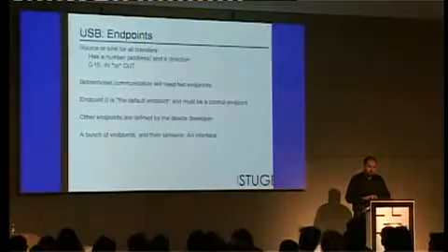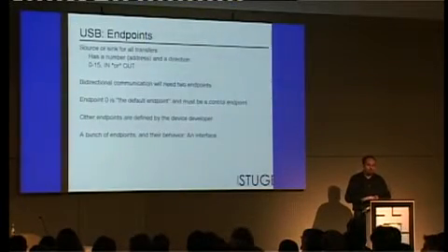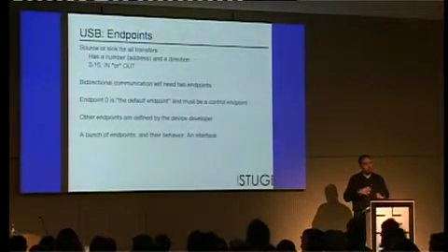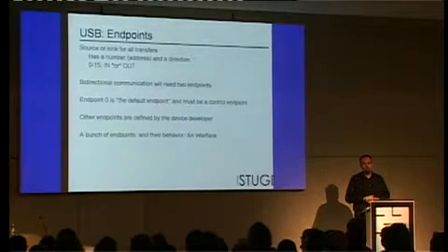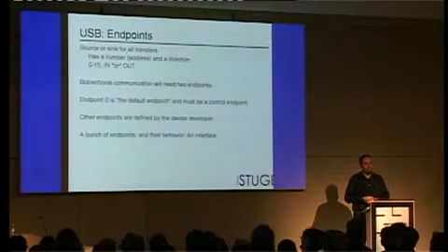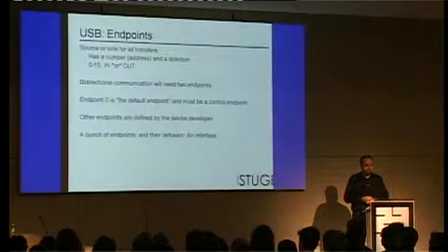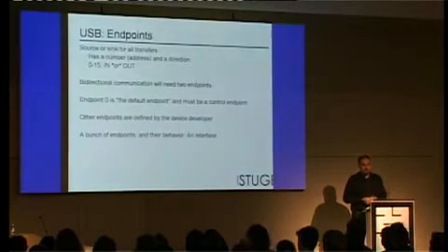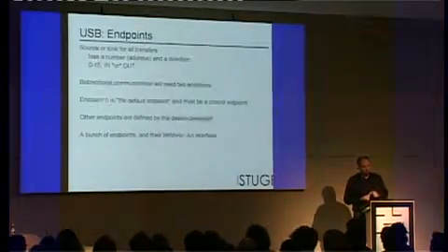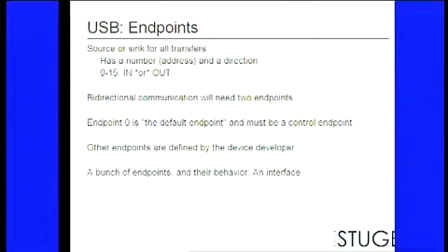Endpoints, big important thing. This is what originates or receives all transfers, all data transfer to and from devices go over endpoints. Each endpoint has a number and a direction, 0 to 15, and in or out, not really complicated. One thing to keep in mind is that if you're going to do bidirectional communication, then you're going to need 2 endpoints.